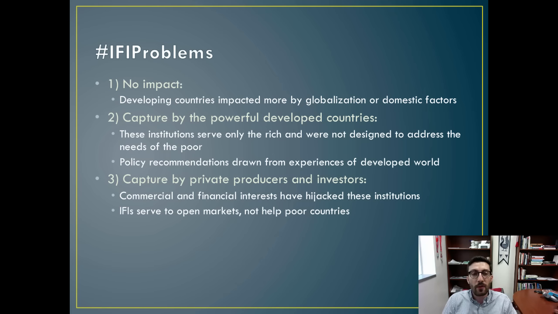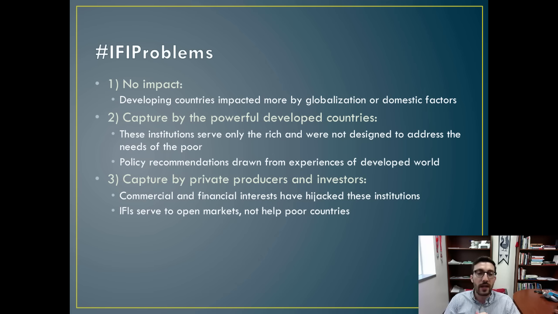And it's also possible that there's capture by private producers and investors who have their own interests that have hijacked these institutions. So maybe they want to promote their own companies, their own investments, so that they can increase their own wealth, and that has had an impact on whether IFIs have been successful in certain countries.